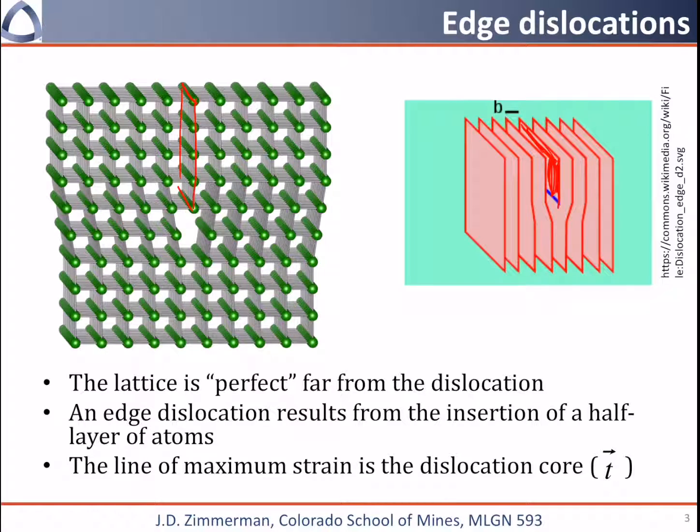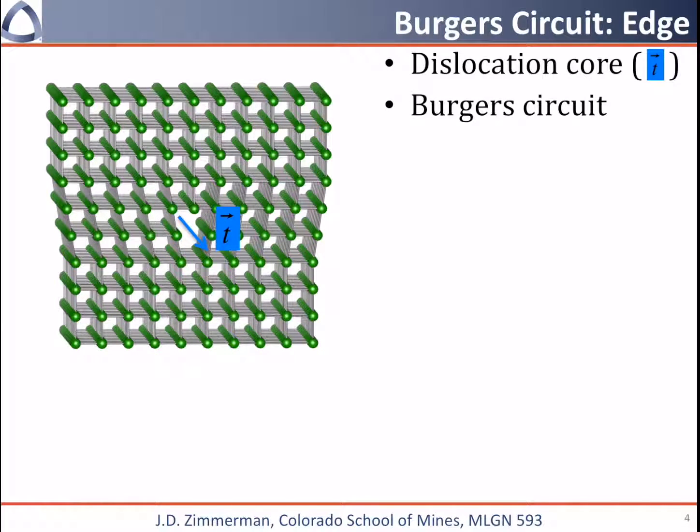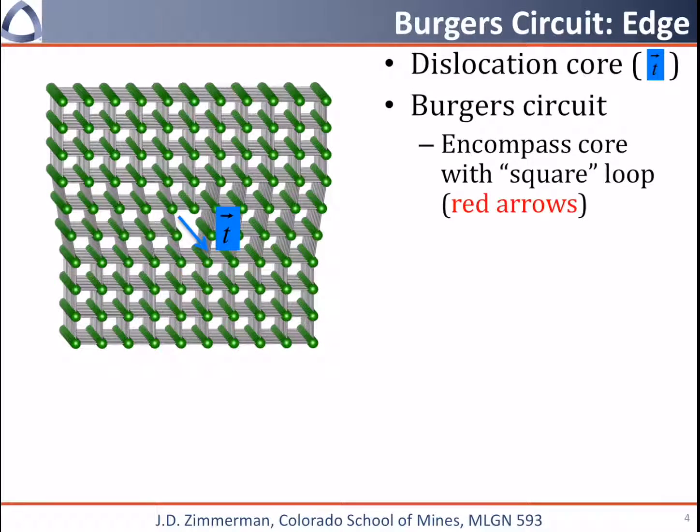So there is something called the dislocation core, and that is kind of the line that sees the maximum strain. And that's shown here in the blue. In order to define the dislocation, we use something called a Burgers circuit. So the first thing I'm going to do on this diagram is draw the dislocation core here in blue. And then we're going to draw a Burgers circuit. And so we're going to kind of circle the core with what I'll call a square loop.